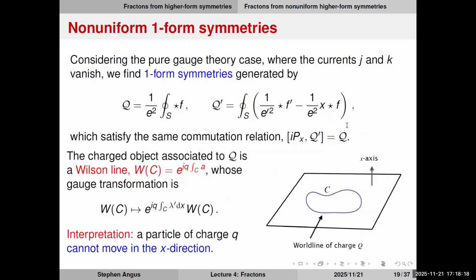But to make this conserved, we need to include an additional term. Because we have this additional term with x times star of the other one, these satisfy a commutation relation of the same form as before. So P_x commutator with curly Q prime is curly Q. Obviously, a commutator with E_y and E_z with Q prime is 0. So everything else is trivial.